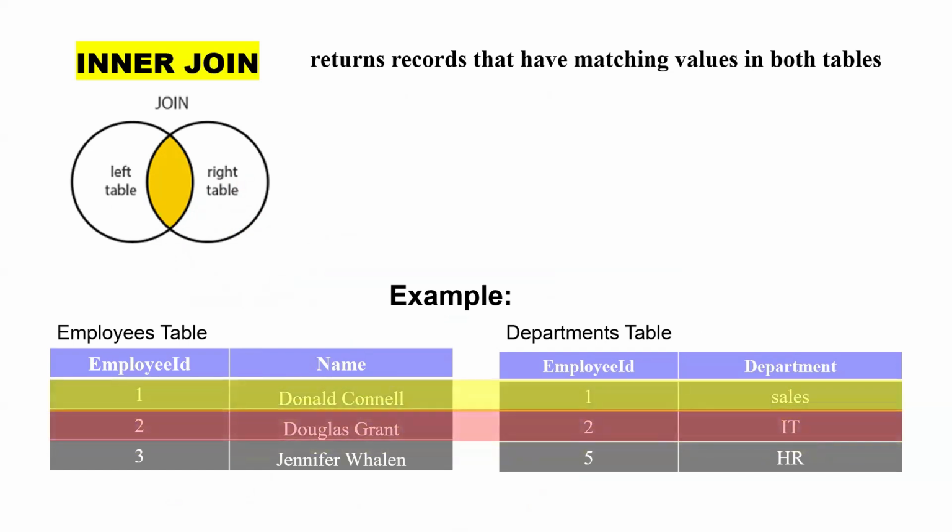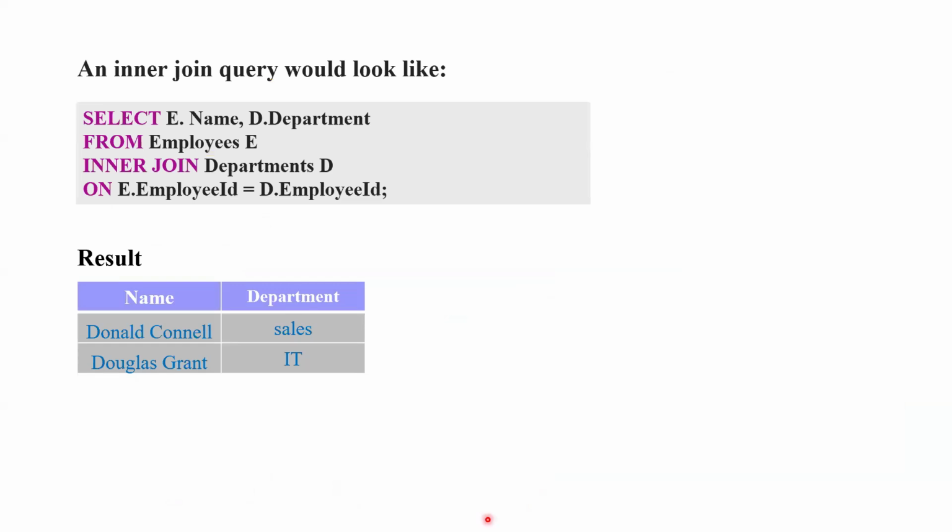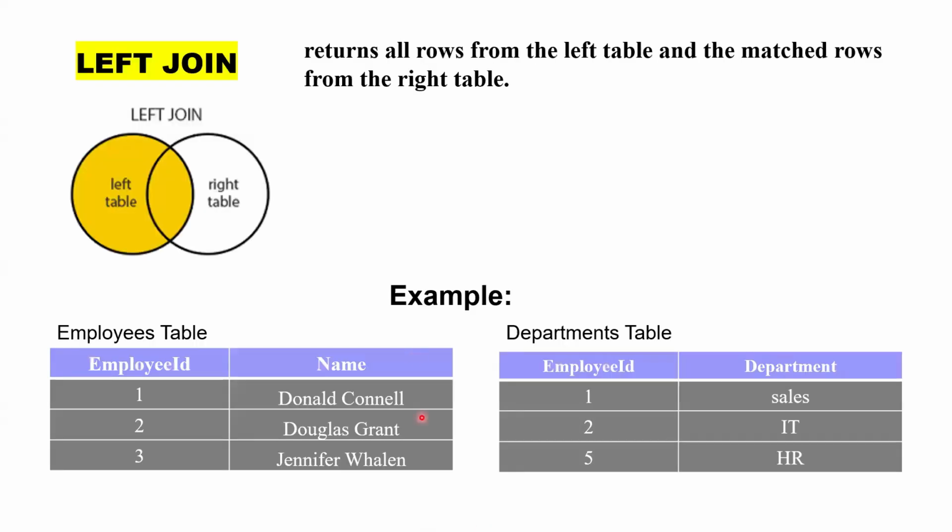We can write the SQL query in this way. Select name and department from the employee table using inner join to find the matching rows based on the matching employee ID. Since only employee ID 1 and employee ID 2 exist in both tables, only those employees appear in the result. Next, the left join returns all records from the left table and matches from the right table.